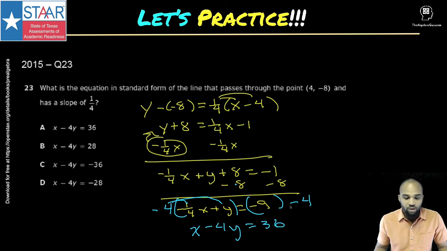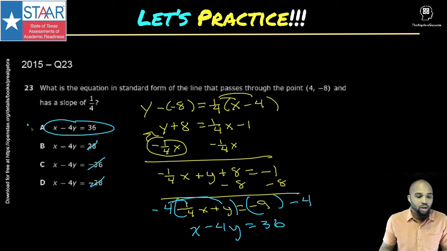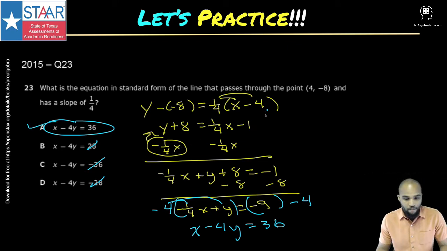So let's see if we have a first. I'm going to start with 36. I don't see 36, no 36, no 36. I wonder where our answer is. x minus 4y equals 36.